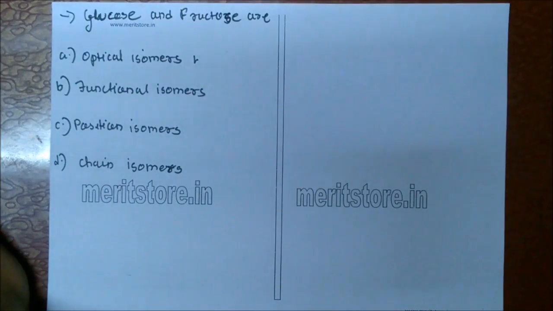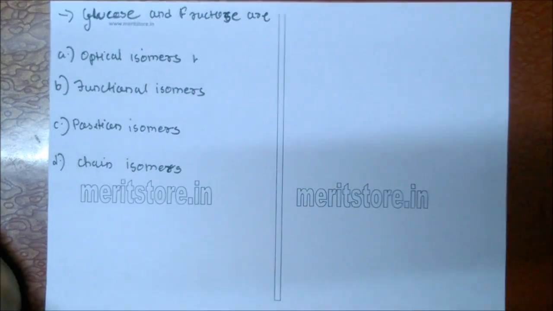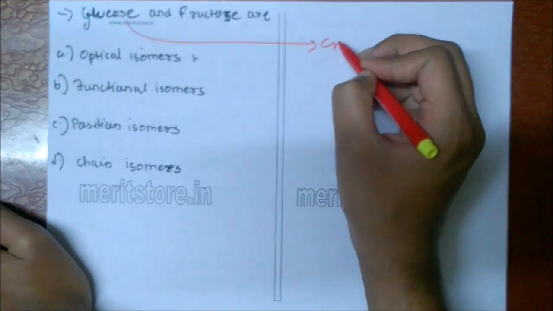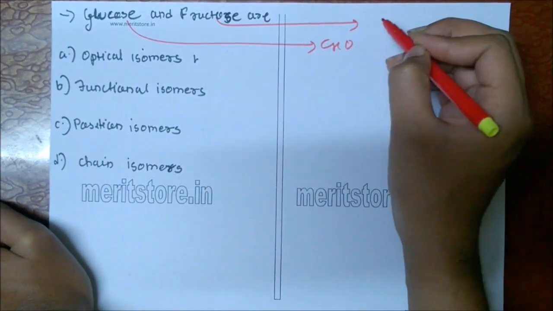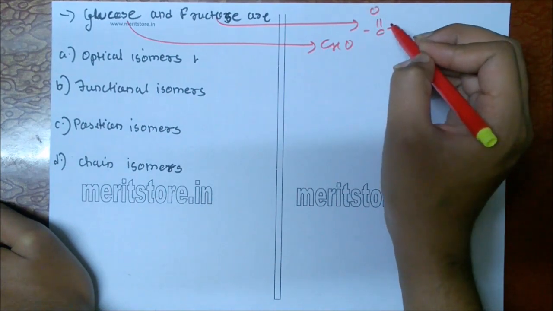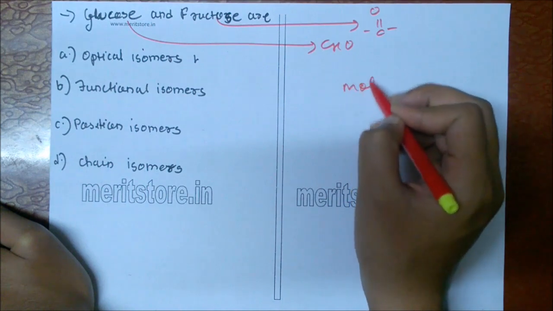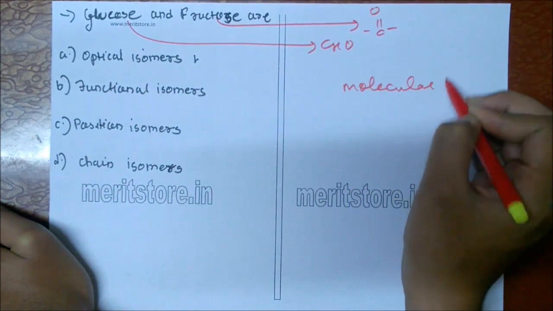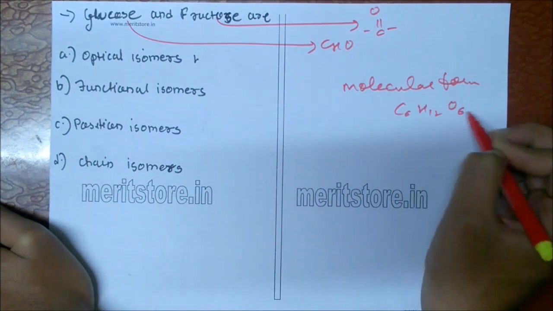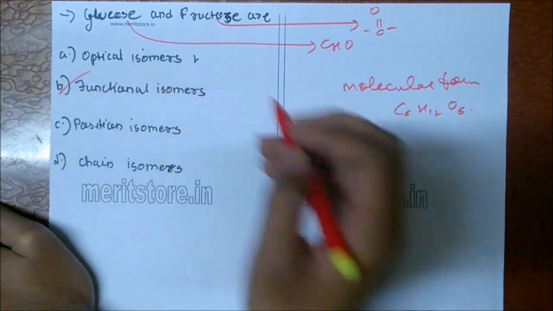Glucose and fructose are: A optical isomers, B functional isomers, C position isomers, D chain isomers. Glucose has an aldehydic group, fructose has an oxo or ketonic group. Glucose and fructose have the same molecular formula, C6H12O6, but differ in functional group. So these are functional isomers. Option B.